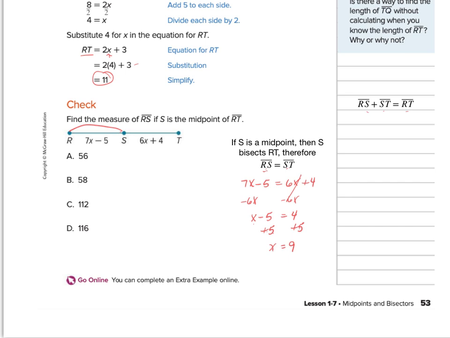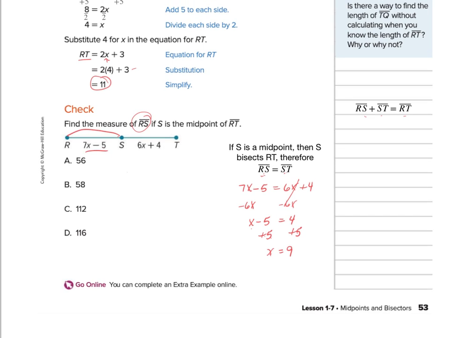They didn't ask me for x, though. They wanted me to find the measure of RS. So RS is 7x, or 7 times 9 minus 5, is equal to 63 minus 5, which is 58. So there you go. Understanding those definitions allows us to find out information utilizing them.